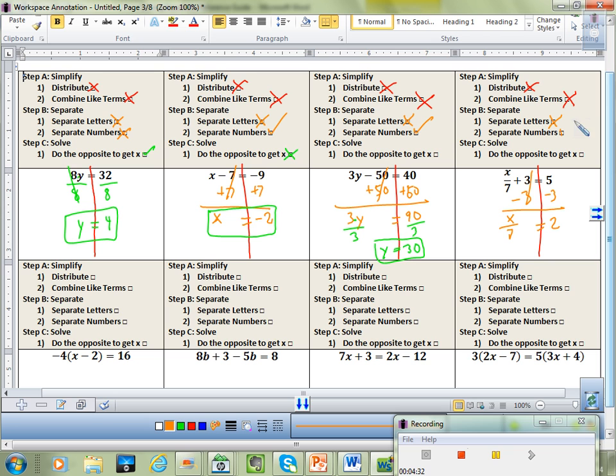So I've separated variables and numbers. Do I have x by itself? No. I have some money divided between 7 people and everybody got $2. If 7 people each got $2, how much was the money altogether? 14. Let's see if that's what we get.